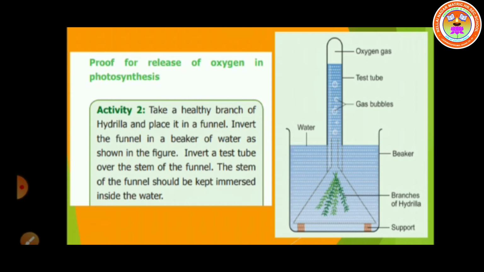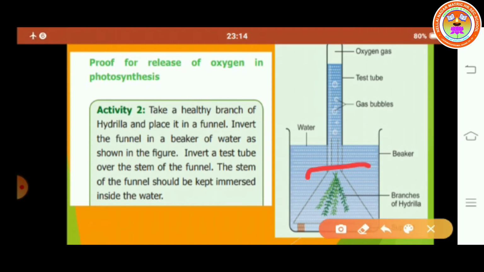The activity is: take a healthy branch of hydrilla and place it in a funnel. Invert the funnel in a beaker of water as shown in the picture. Invert a test tube over the stem of the funnel. The stem of the funnel should be kept immersed inside the water. Leave the beaker in sunlight for some time.